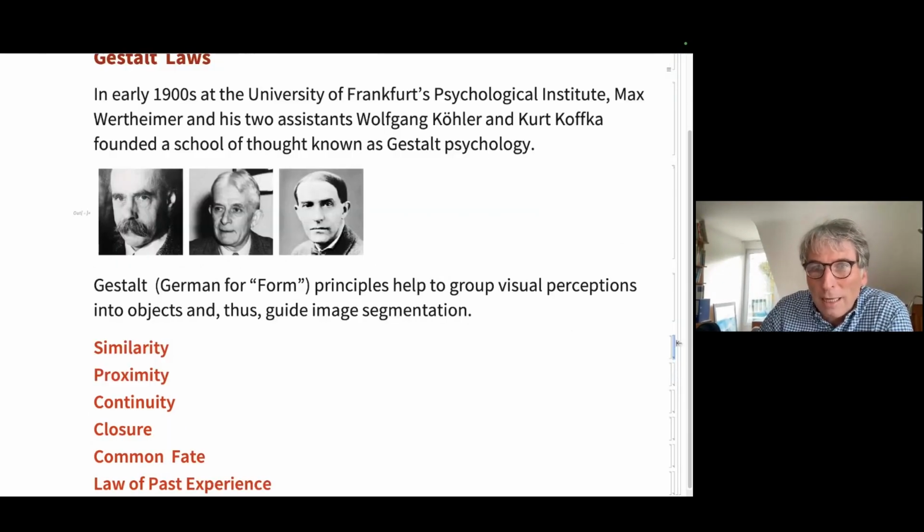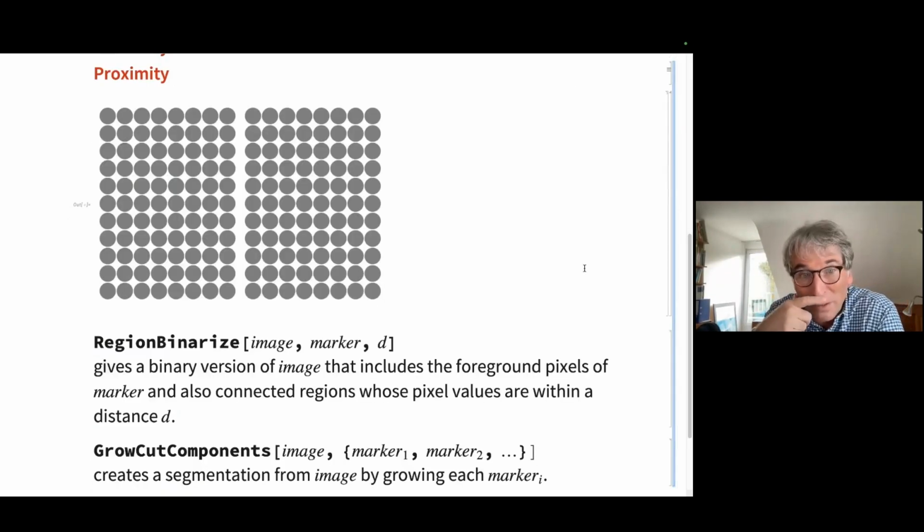Another approach is to go by proximity. So basically, usually neighboring pixels belong together, especially if they are nearby, and you basically try to get connected segments. That is utilized by commands like region binarize or grow cut components.